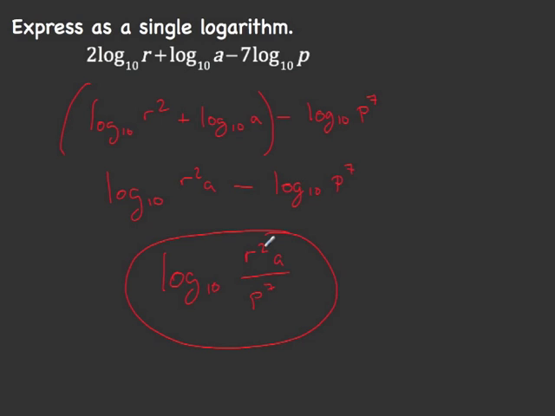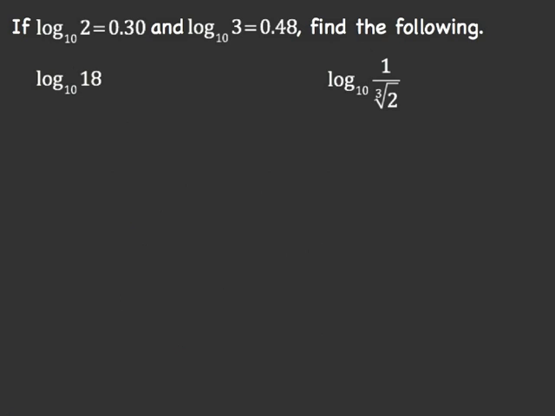Sometimes your teacher will be nice enough to give you values for logarithms. And if that's the case, then we can start rewriting logarithms so that we can solve them without much of a need of a calculator, especially if your calculator doesn't do logarithms. But sometimes multiplying decimals can get a little ugly. So for example, here, I'm telling you, log base 10 of 2 is 0.3. Log base 10 of 3 is 0.48. And we're going to rewrite these two logarithms so that we can find values for them.